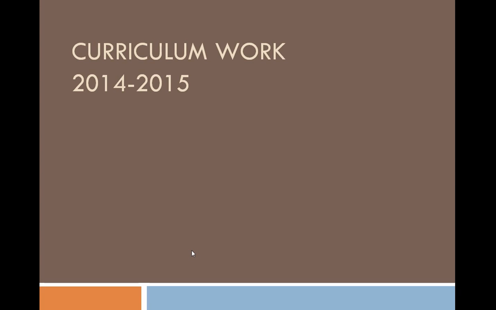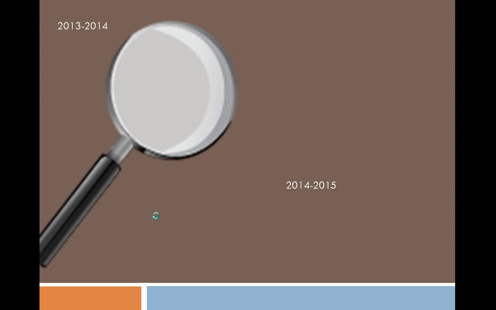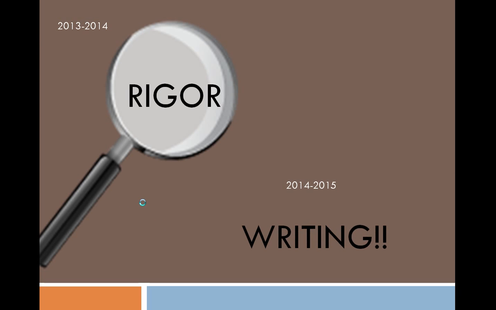Alright, so this video is going to describe to you the curriculum work that is required of all of us teachers here at East Buchanan in the 2014-2015 school year. So I want to remind you of our overall goals of last year, 2013-2014. We looked at how can we make sure the rigor is what we need it to be for our students. And in 2014-2015, we want to layer over the top of that the writing.